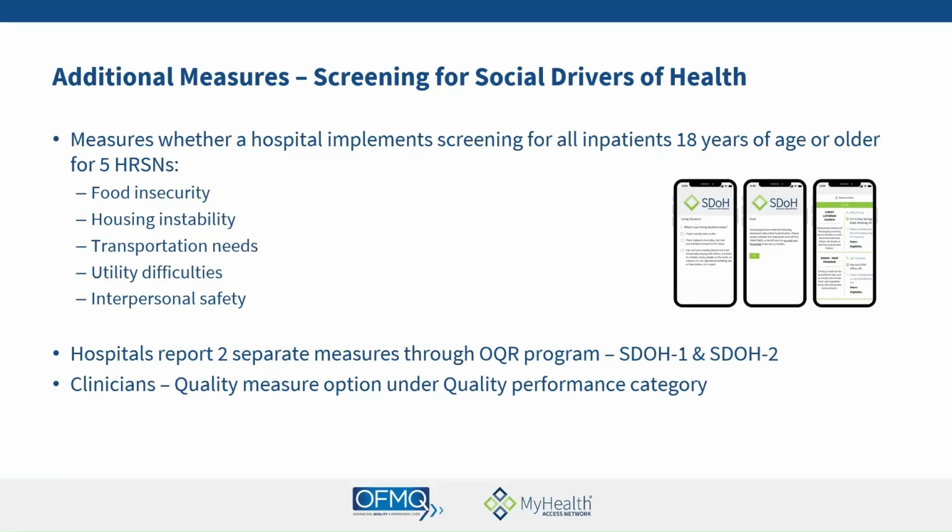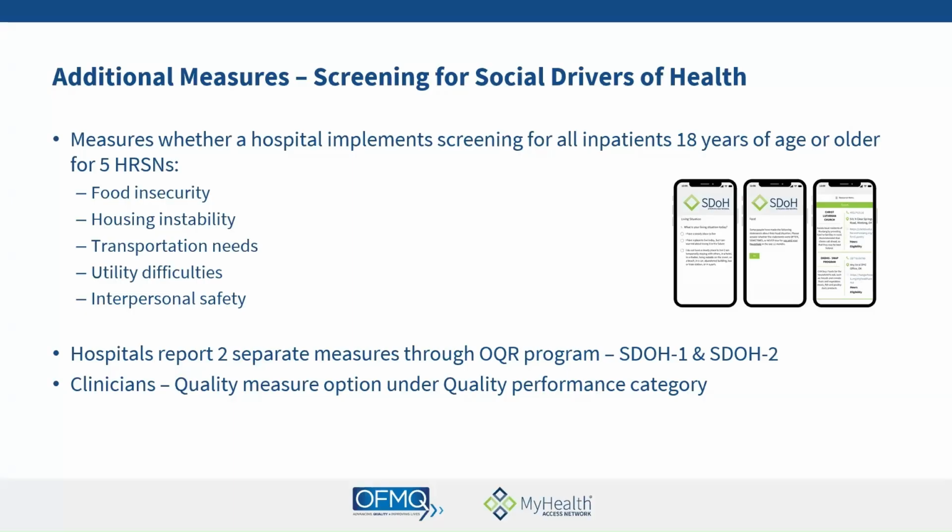So you would need to screen individuals for food insecurity, housing instability, transportation needs, utility difficulties, and interpersonal safety. This is a new measure for hospitals. Through that IQR program, they will need to report those two separate measures. Clinicians do have an option to report the one measure where you're screening individuals for these 5 health-related social needs, and that can count toward your quality reporting score. Clinicians have to report 6 quality measures, and this screening for social drivers could be one of those measures.